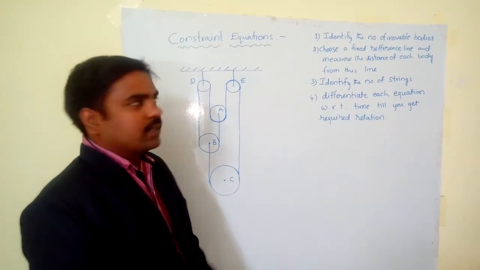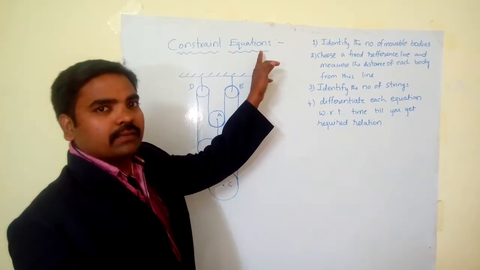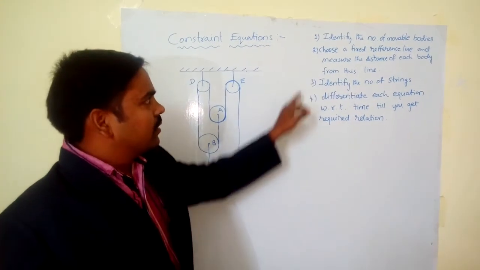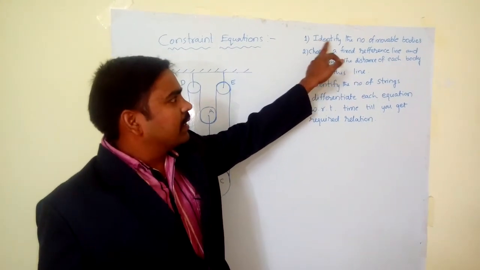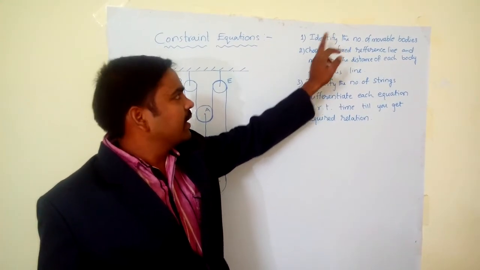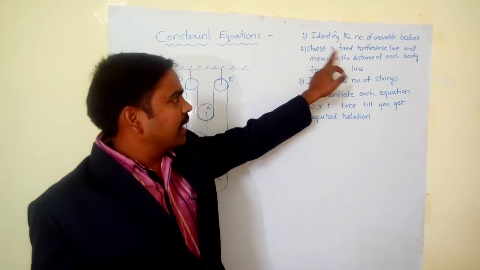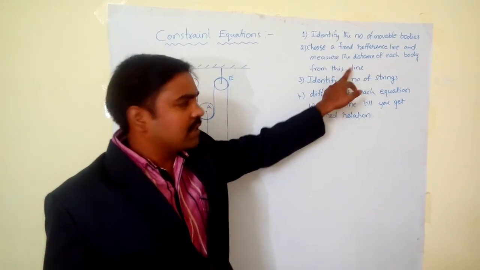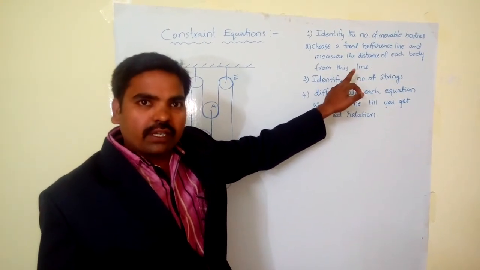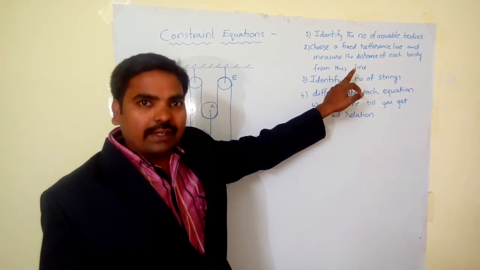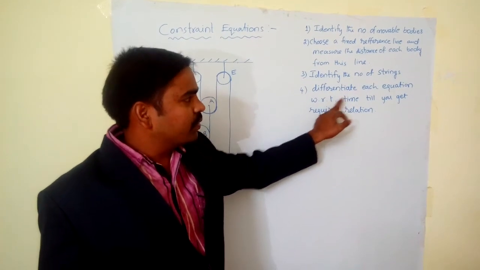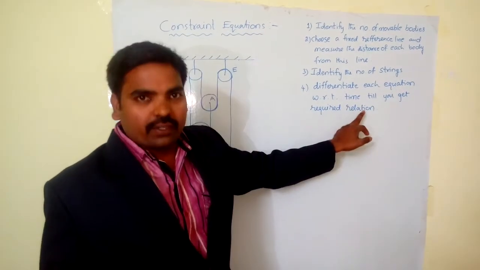Today we are going to discuss constraint equations. There are four steps to write a constraint equation. First one, identify the number of movable bodies in a given system, pulley system. And second one, choose a fixed reference line and measure the distance of each body from this line. And third, identify the number of strings. That number of strings gives the number of equations, constraint equations. Fourth one, differentiate each equation with respect to time till you get the required relation.